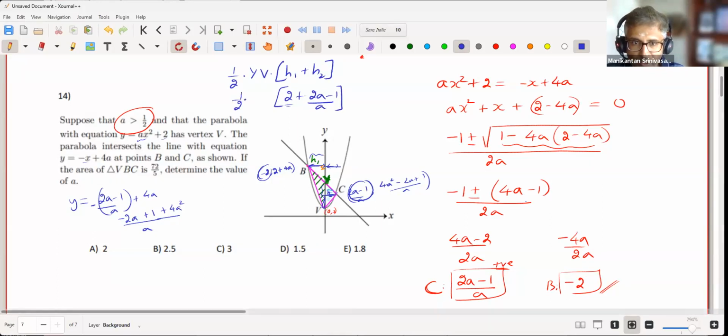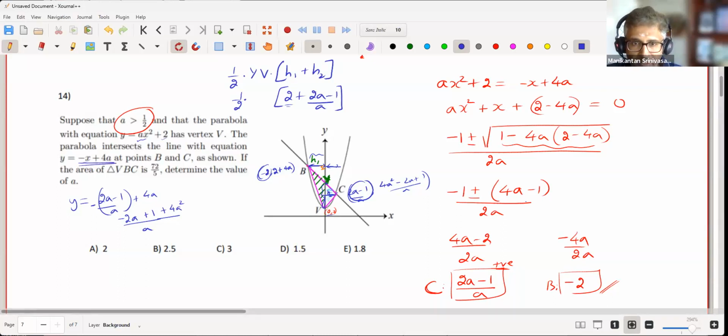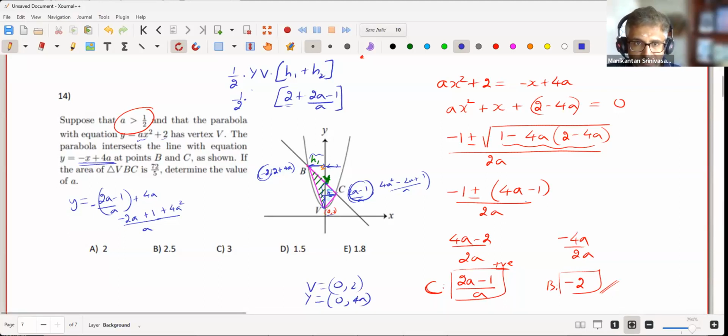And YV also we know. How do we know? We know V is 2. And what is Y? Y is where the line intersects the y-axis. So the line intersects the y-axis at 4a. So V is 0, 2, and Y is 0, 4a. So this gap is 4a minus 2.